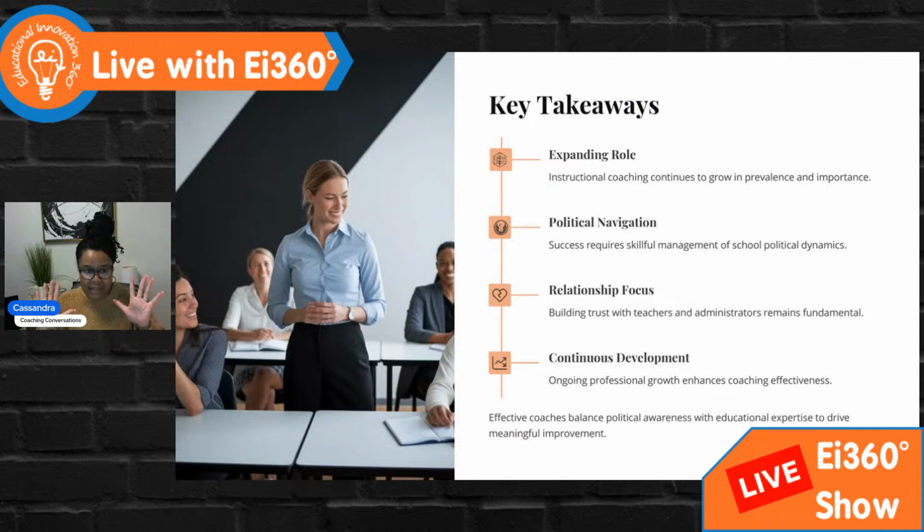But our key takeaways here. We know coaching is an expanding role. We know not only do we have to coach teachers, but then the leadership and administrators, just to get on the same page. It will continue to grow. You, of course, will continue to learn as well. Try to navigate the political climate.